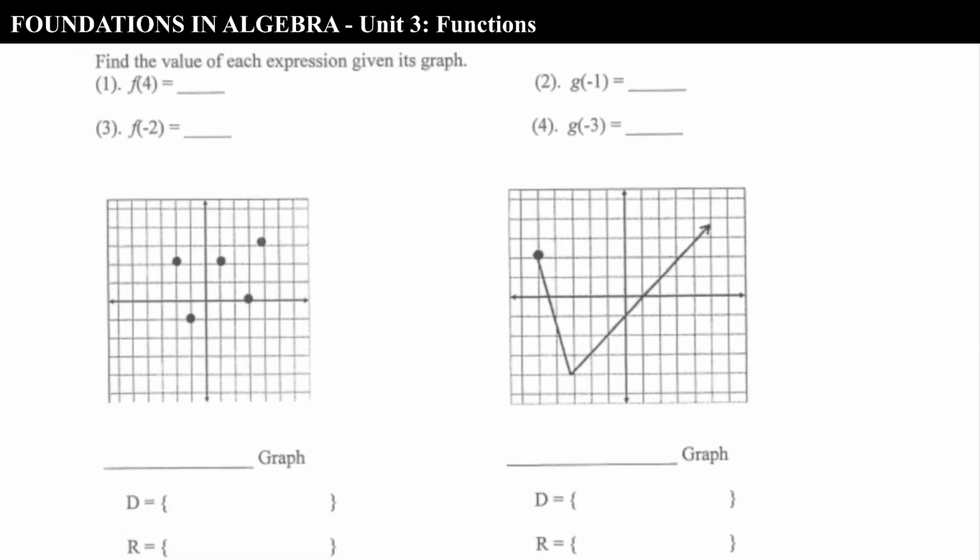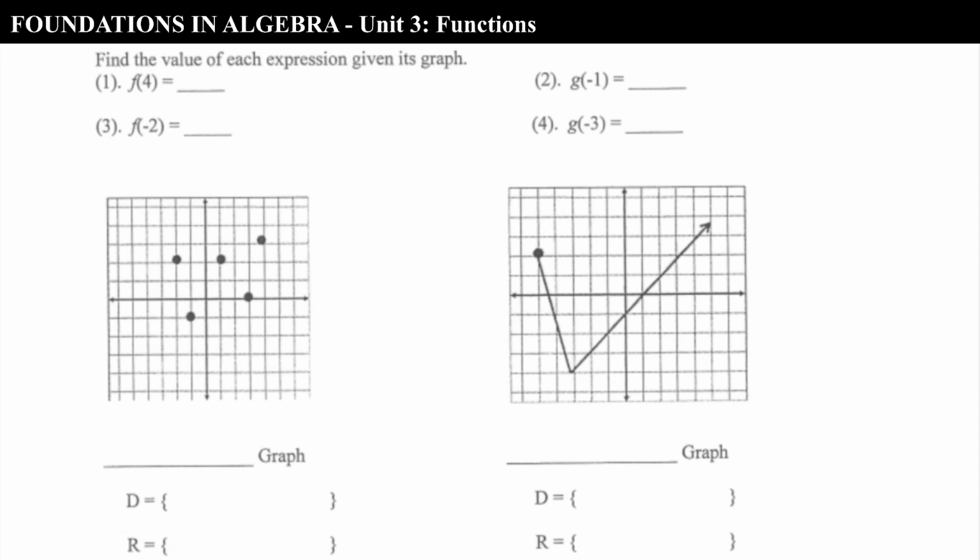All right, we're going to find the value of each expression given the graph. So for 1, f of 4, so we got 1, 2, 3, 4. 1, 2, 3, that value is going to be 3. F of negative 2, well, here's negative 2 here. And so we go 1, 2, and that's going to be 2.